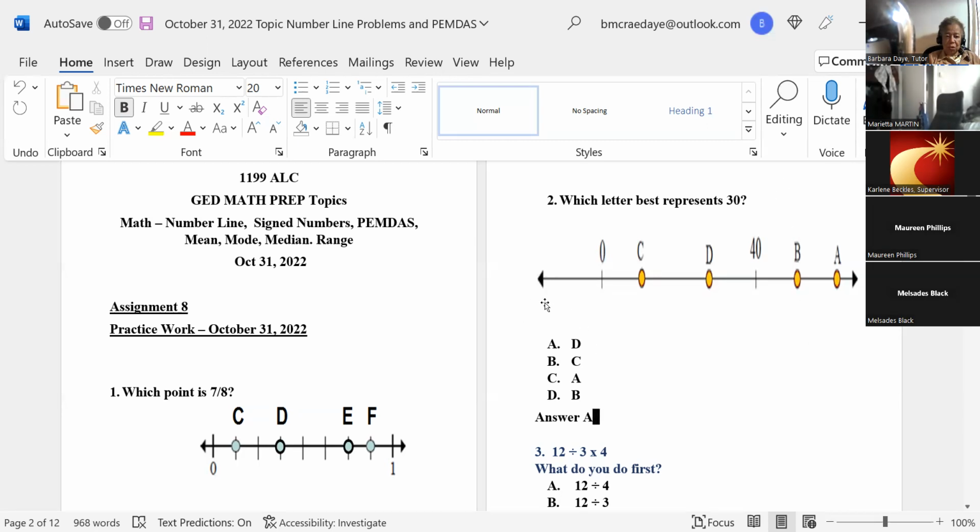So know that on your number line, you're increasing from left to right, and you're decreasing from right to left. All right, Maureen, you had that one okay, right?